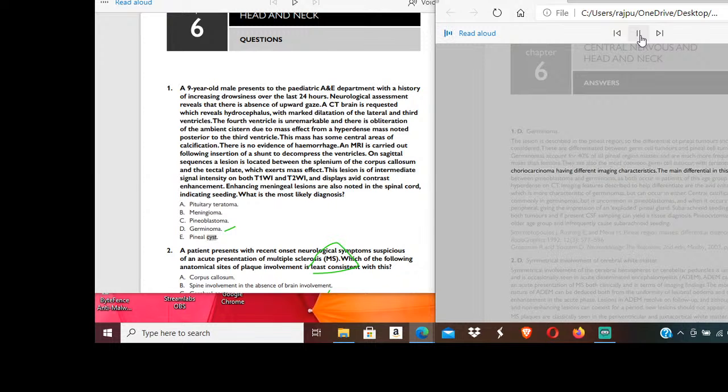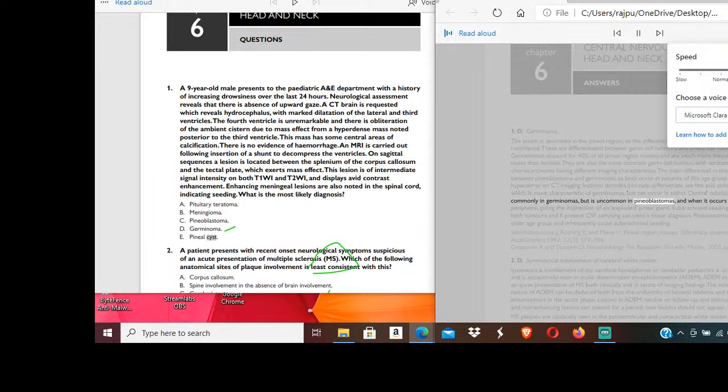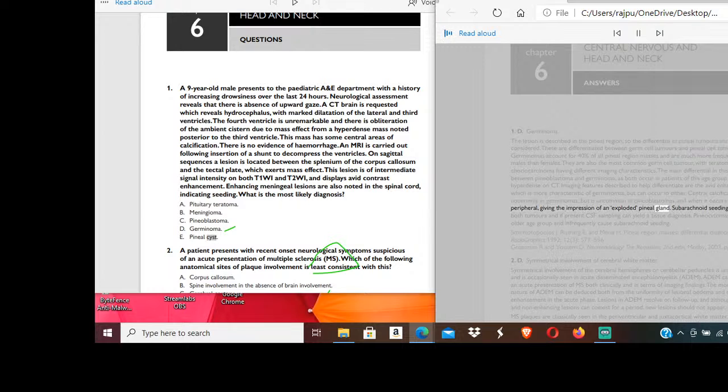The main differential in this case is between pineoblastoma and germinoma, as both occur in patients of this age group and both are hyperdense on CT. Imaging features described to help differentiate are the avid enhancement, which is more characteristic of germinomas but can occur in either. Central calcification is seen commonly in germinomas, but is uncommon in pineoblastomas, and when it occurs is often peripheral, giving the impression of an exploded pineal gland.